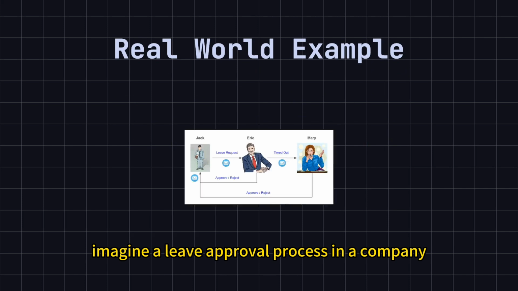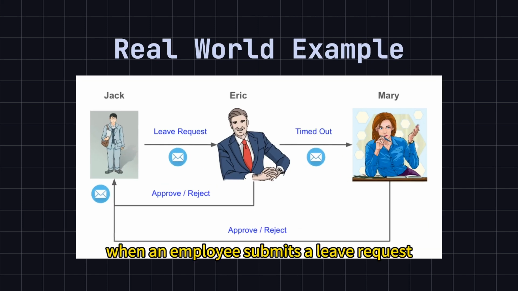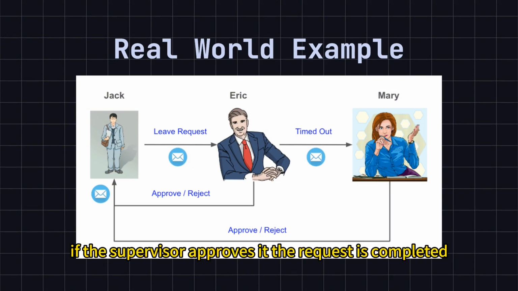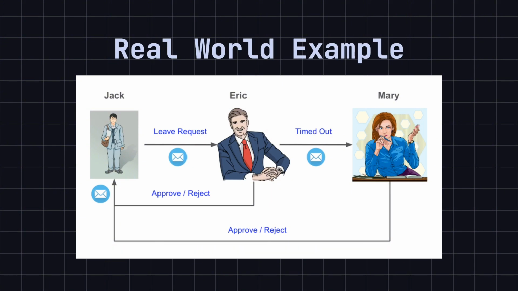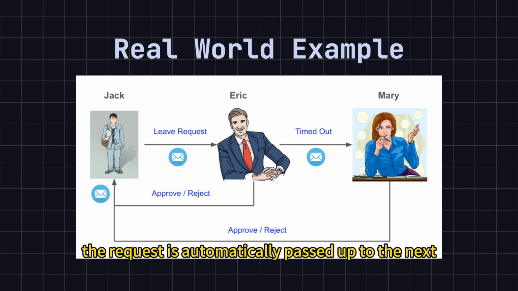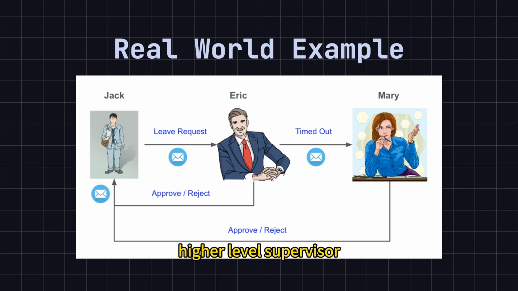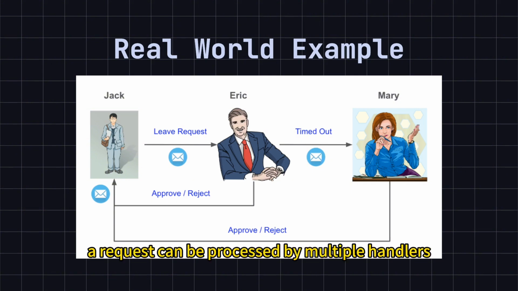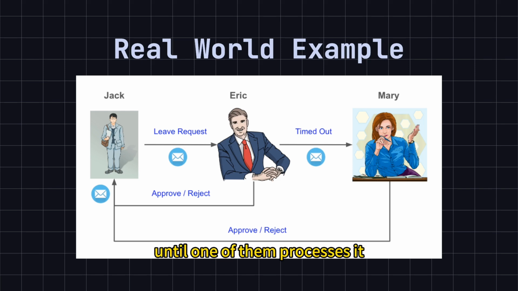Imagine a leave approval process in a company. When an employee submits a leave request, it first goes to their direct supervisor. If the supervisor approves it, the request is completed. If not, the request is automatically passed up to the next higher-level supervisor until someone handles it. This is the basic concept of the chain of responsibility. A request can be processed by multiple handlers until one of them processes it.